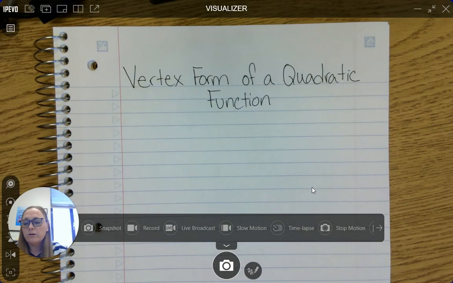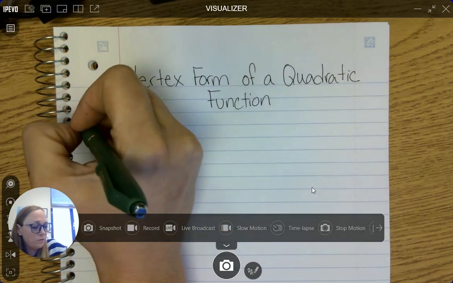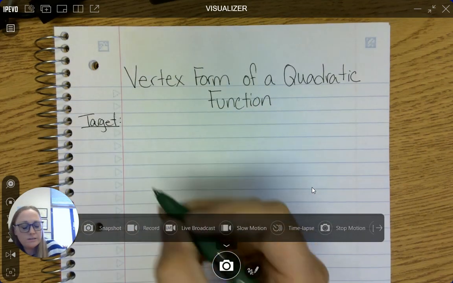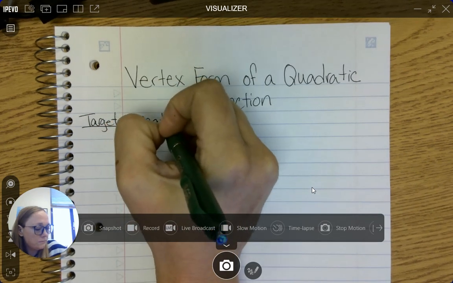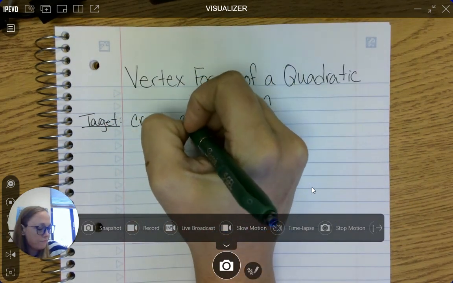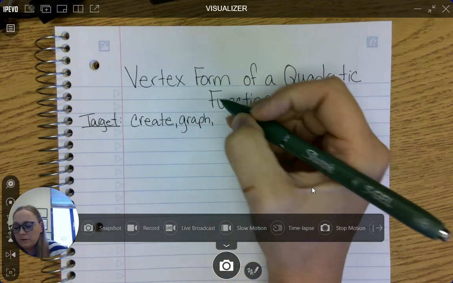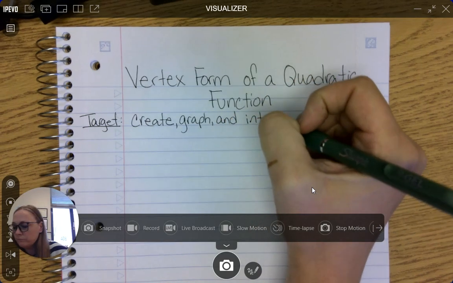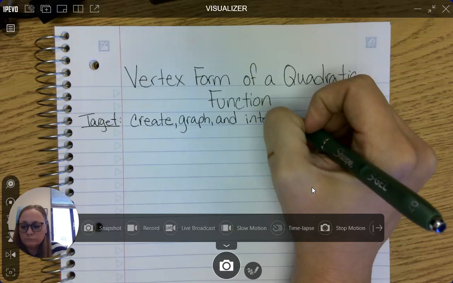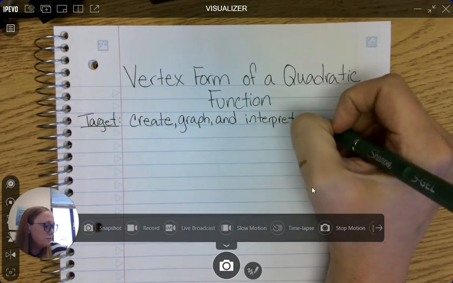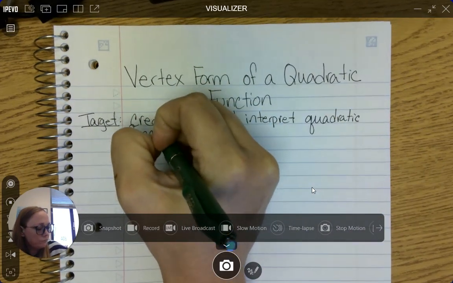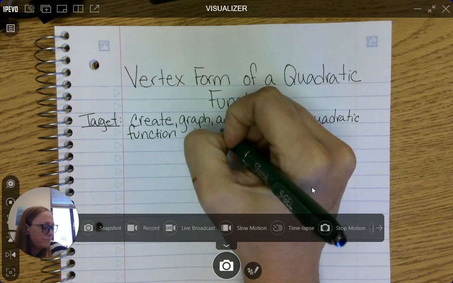Hello everybody. Today we are going to look at the vertex form of a quadratic function, and we're going to start with our target from this lesson. And our target is to be able to create, graph, and interpret quadratic functions in vertex form.